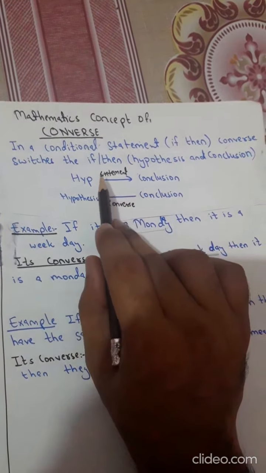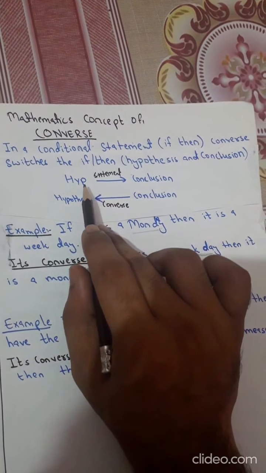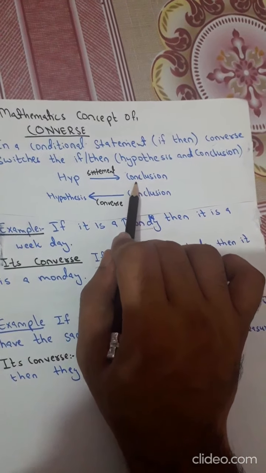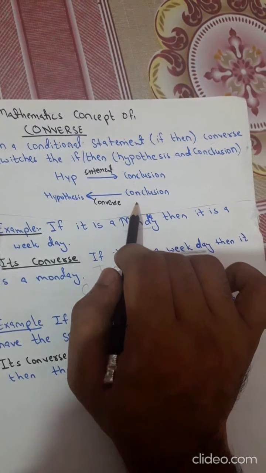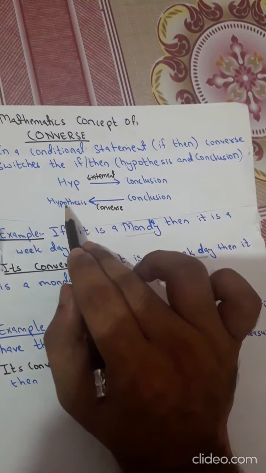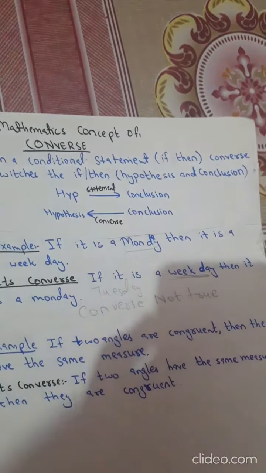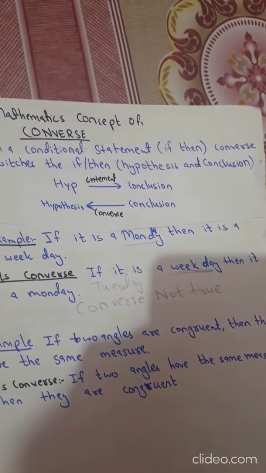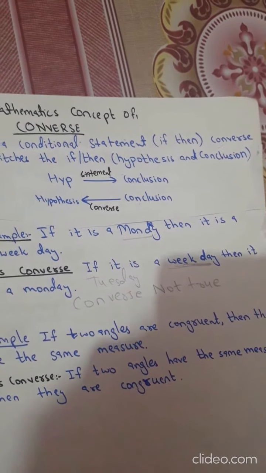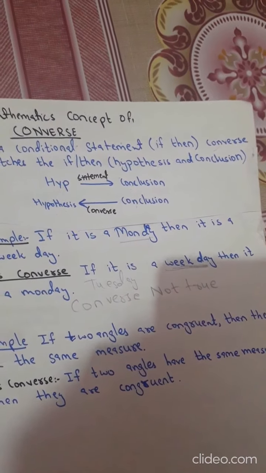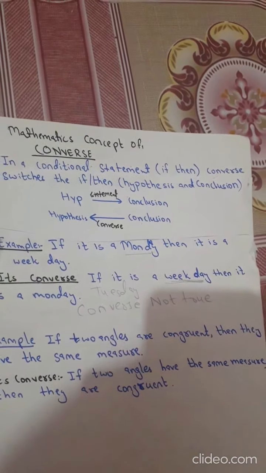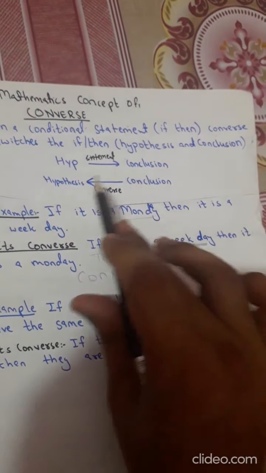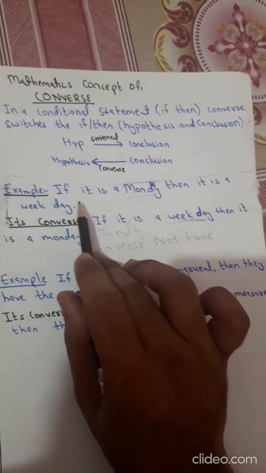In a conditional statement, an if-then statement, we go from hypothesis to the conclusion, but when we need its converse, we go from conclusion to the hypothesis. So this is the concept of converse. Simply, in an if-then condition, when we change the if and then, if this thing happens, then that will happen. In such conditional sentences, when we change the conclusion into hypothesis, it's a converse statement. We will make it clearer with some examples.